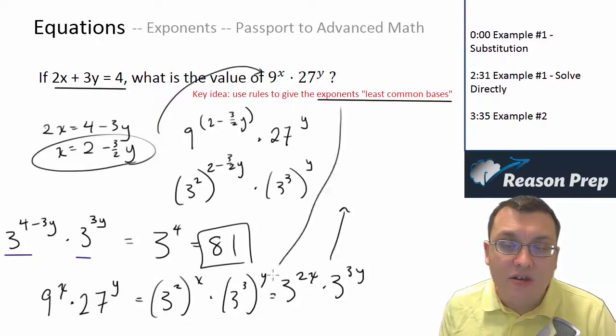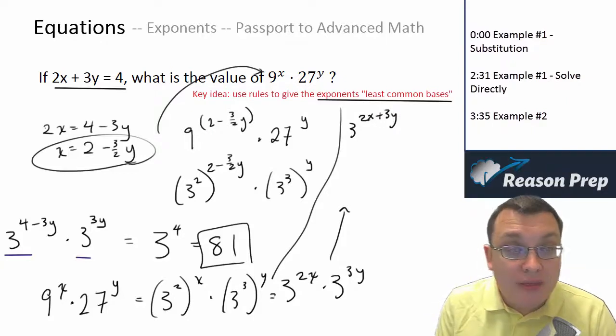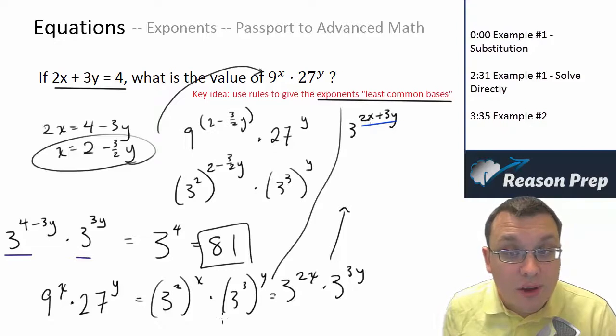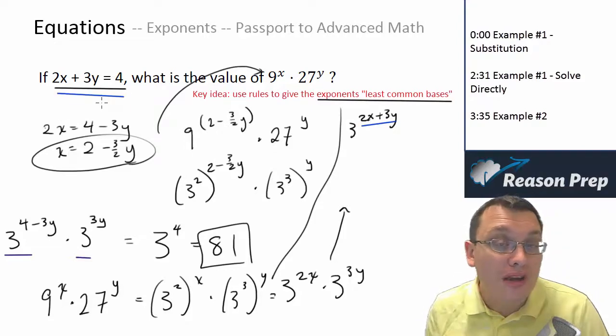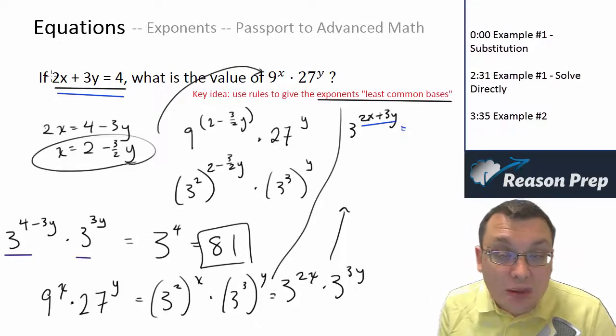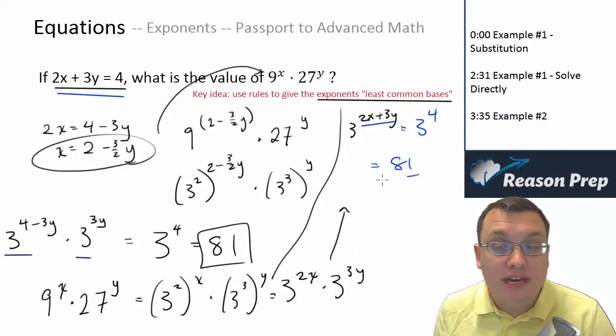And I get 3 to the 2x plus 3y, because I'm adding my exponents. Now, wait a minute. This looks familiar. 2x plus 3y. It's been defined for us earlier. That's kind of the whole point of the question. So we can then just substitute this in directly. 2x plus 3y is the same thing as 4. So that's just 3 to the 4, which again is 81.